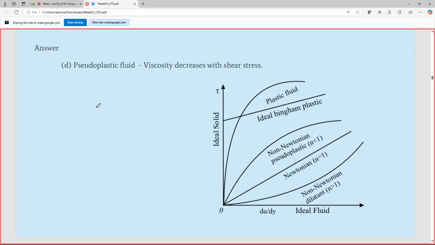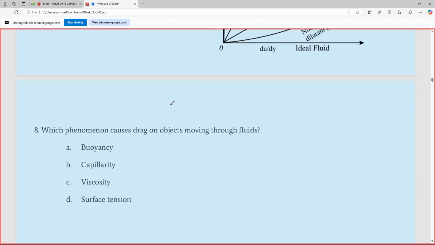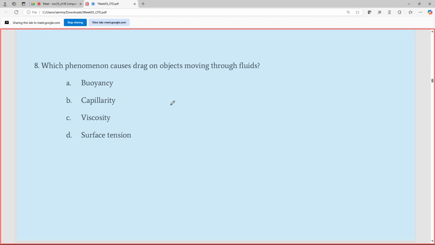So our answer is, you are right, pseudoplastic fluid, that is a shear thinning fluid. Whenever some shear stress is applied on blood, the viscosity will decrease with the application of shear stress. Such kinds of fluids are known as shear thinning fluids or pseudoplastic fluids. Moving on to the next question.